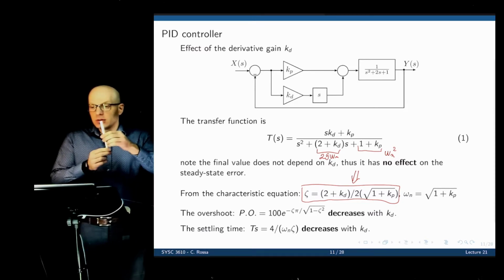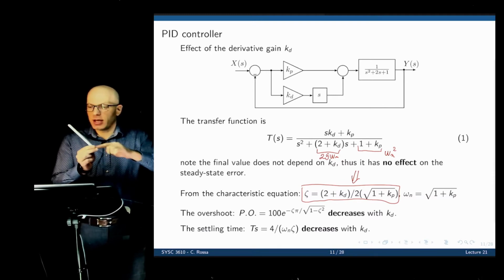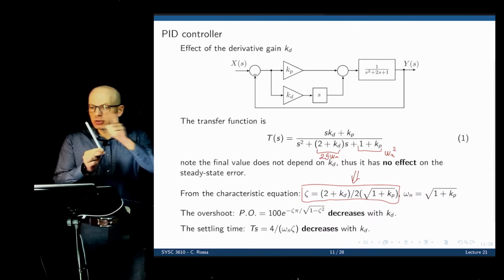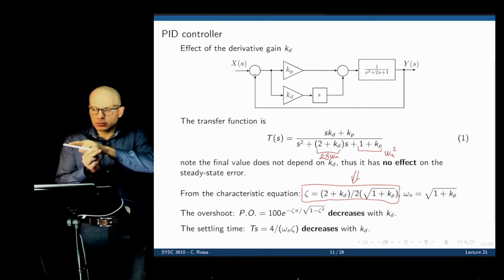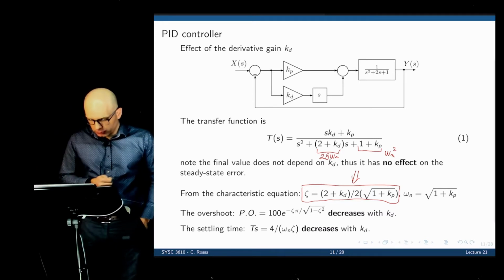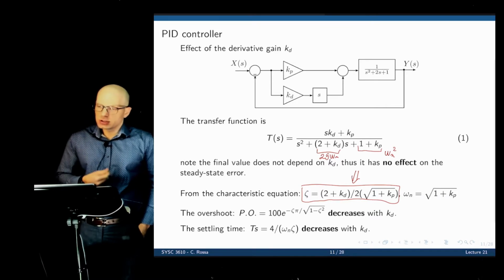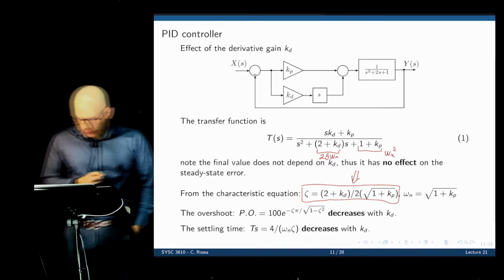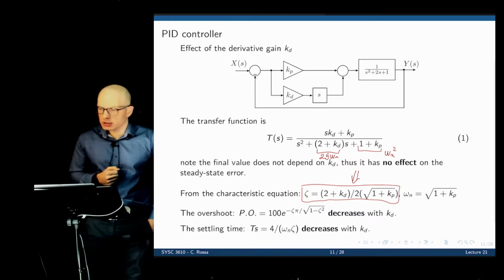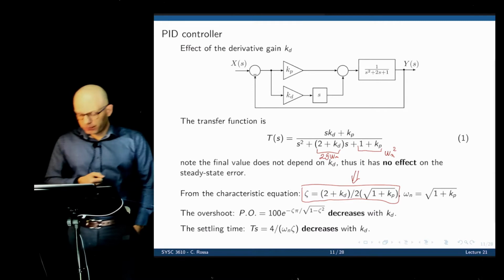Remember that the damping ratio is directly related to the angle between the imaginary axis and the line that connects the pole to the origin. So the greater Kd, the greater the damping ratio, the farther we get from the imaginary axis in that regard for imaginary poles, the lower the overshoot, therefore. Right? The overshoot decreases with the derivative gain. Nothing surprising here. That's the whole point of having it. But here's the proof that it will actually do what we want it to do.